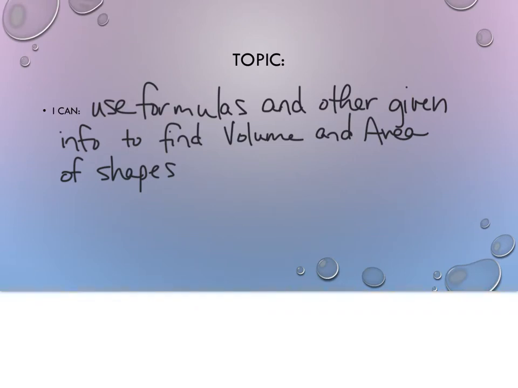So our I can statement is that we're going to be able to use formulas and other given information. That's going to be the biggie. That might be a little different, one thing, to find volume and area of shapes. You've seen most of these shapes before, so we're just going to see what you know. Coming up are your formulas.